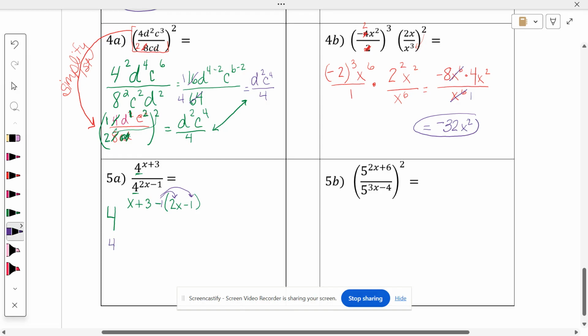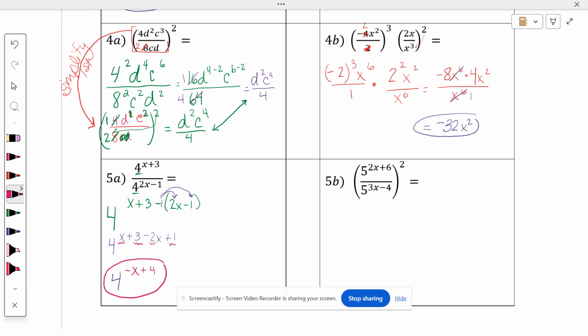So that really gives me 4 to the power of x plus 3. Negative 1 times 2 is negative 2. So that gives me negative 2x. And negative 1 times negative 1 is plus 1. And now I can simplify that. So that gives me 4 to the power of, I'm going to combine like terms, 1x minus 2x is negative x. And 3 plus 1 is 4. I know it looks a little weird, but that's how that works, okay?